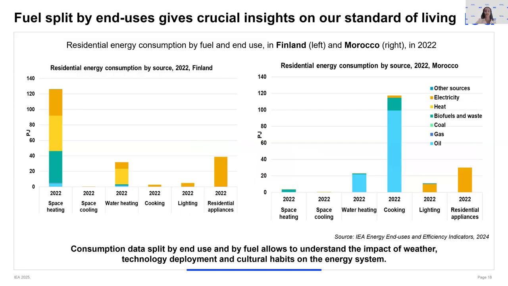Additionally, the share and type of fuel used for cooking vary significantly based on lifestyle factors such as the habits of eating out, cooking methods, and also types of stoves. For this reason, the fuel split of most consuming end uses is central to understand the reliance on imports, the impact of price variations, and also the design of emissions and efficiency programs.